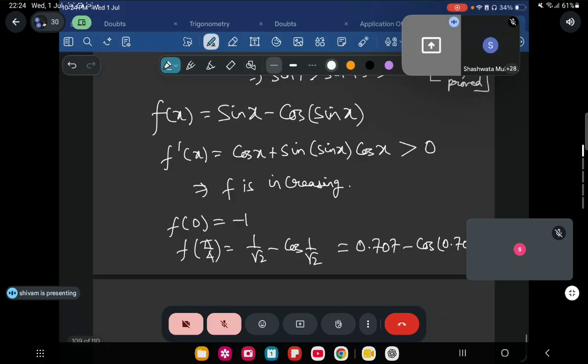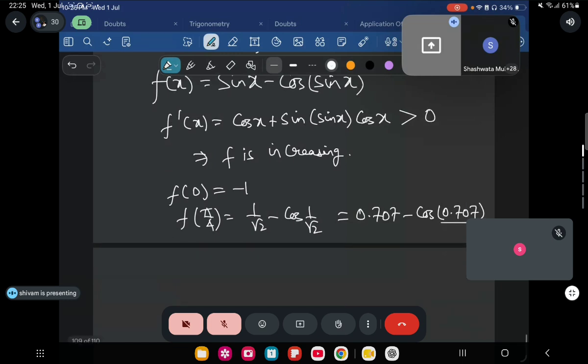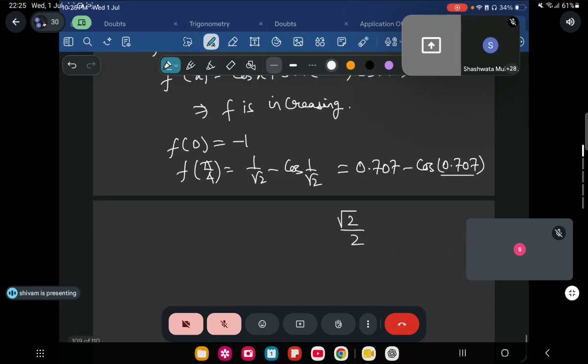Sin x minus cos of sin x. This is 0.707, cos of 0.707. This angle, 0.707 radian, is it greater than 45 degree or less than 45 degree? We need to understand. Which is root 2 by 2, okay, is greater than 45 degree or less than 45 degree? We need to understand.